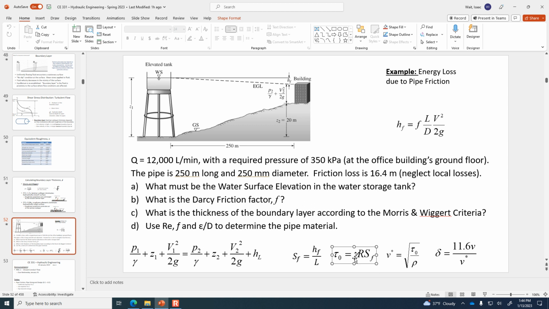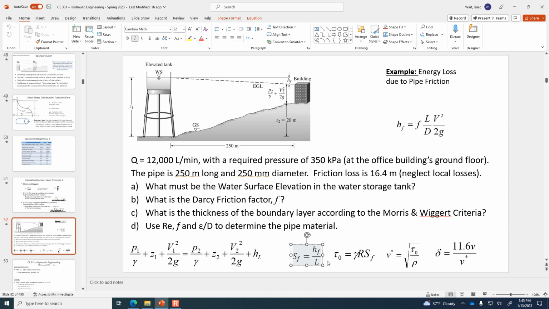Okay, so we've got the friction factor, and now that we have that, we could estimate what is the shear stress. So for the shear stress, we're going to have to know what is the slope of the energy grade line. So S sub F is defined as H sub F, the energy loss due to pipe friction, divided by the length of the pipe. So here, we know that the slope of the energy grade line is 16.4 meters of energy loss divided by 250 meters of pipe length. So the slope of the energy grade line then is 0.0656.